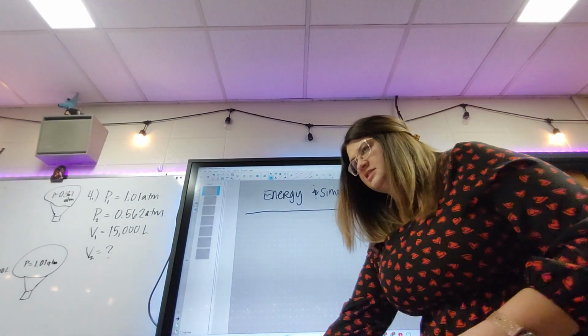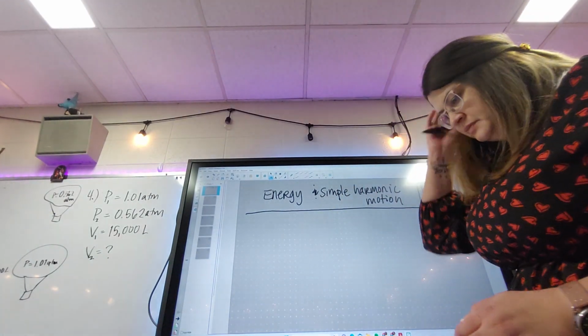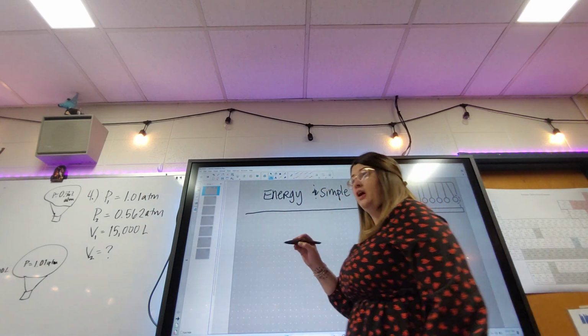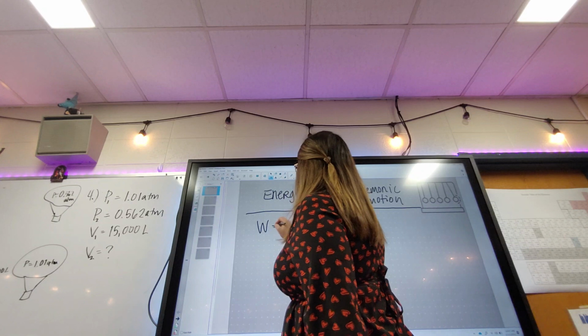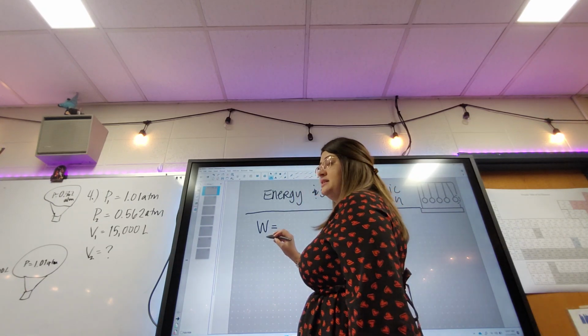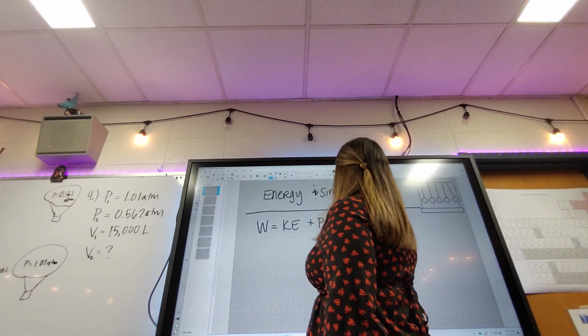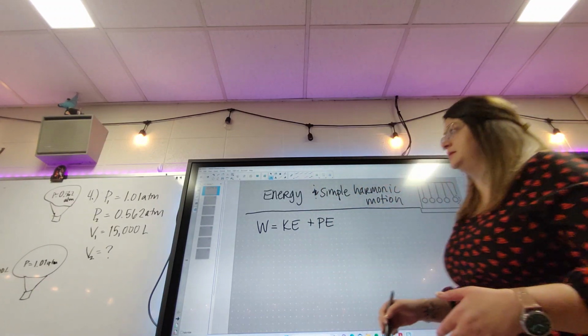So, energy and simple harmonic motion. Okay, so we know, what do we know about energy so far? That it's conserved. So we know that work right now is the sum of the kinetic energy and potential energy of a system.